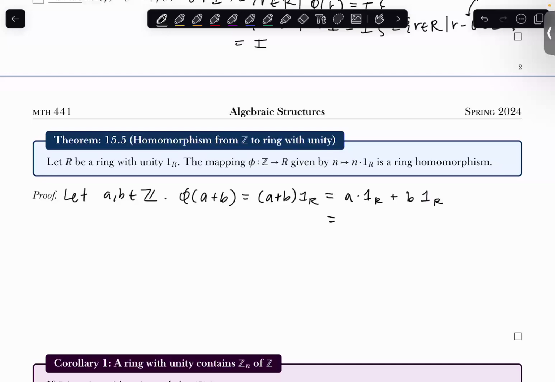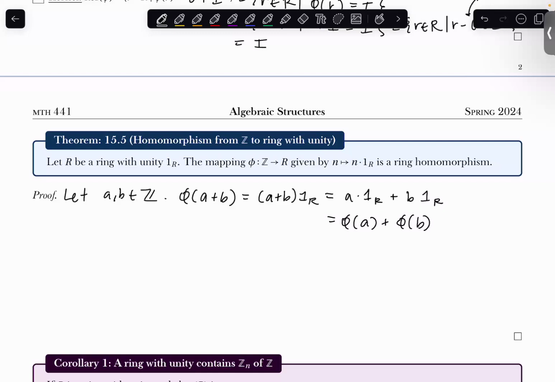And this is exactly going to give me back C of A plus C of B. Right, because again, this is saying add 1 to itself A plus B times, which is the same as adding it A times and then adding it B times and adding those two together.